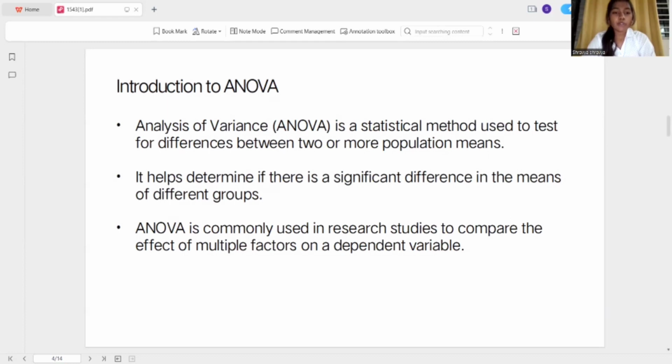ANOVA, or analysis of variance, is a statistical method used to test for differences between two or more population means. It helps to determine if there is a significant difference in the means of different groups, and it is commonly used in research studies to compare the effect of multiple factors on a dependent variable.